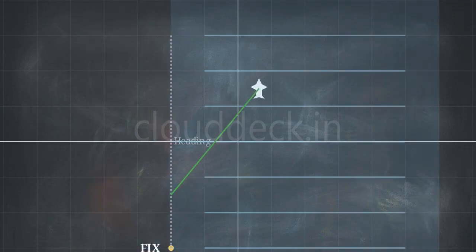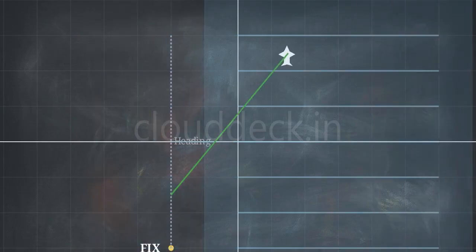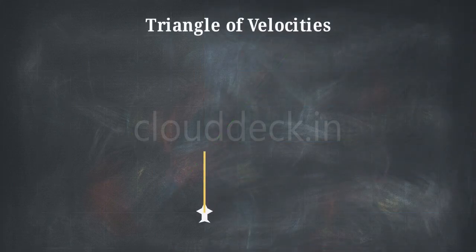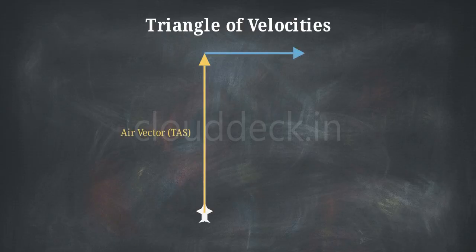This is a method of estimating your current and future position by applying a known ground speed and heading to a previously confirmed fix, accounting for the aircraft's motion within a moving body of air. We map these forces using the triangle of velocities. It consists of 3 sides: the air vector, which represents where the nose is pointing and the speed through the air, the wind vector, showing the speed and direction of the air mass, and the ground vector, which is the actual path and speed over the Earth's surface.